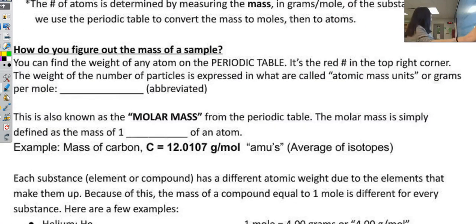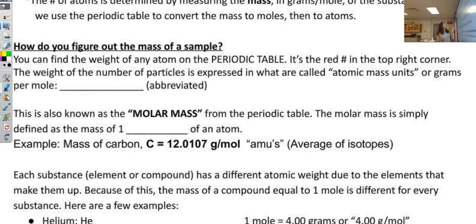And this simply says, so how do you figure out the mass of a sample? In order to figure out the weight, we simply use the periodic table. We're going to use that red number in the top right corner, and the weight of the number of particles is expressed in what are called AMUs, or what we say is grams per mole. We're going to abbreviate it. Please make sure you use your abbreviations, and it's gram per mol. And I'm going to talk about this symbol in just a second here. Okay, this is also called the molar mass.